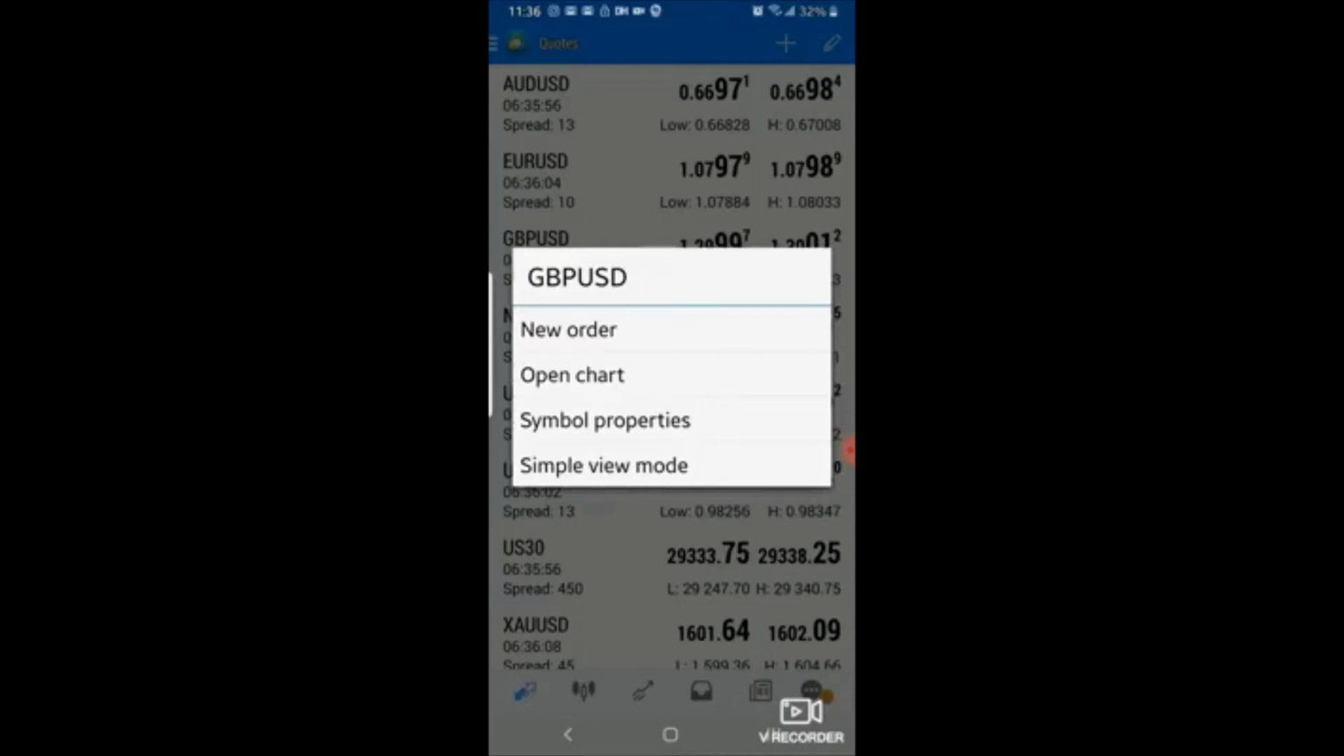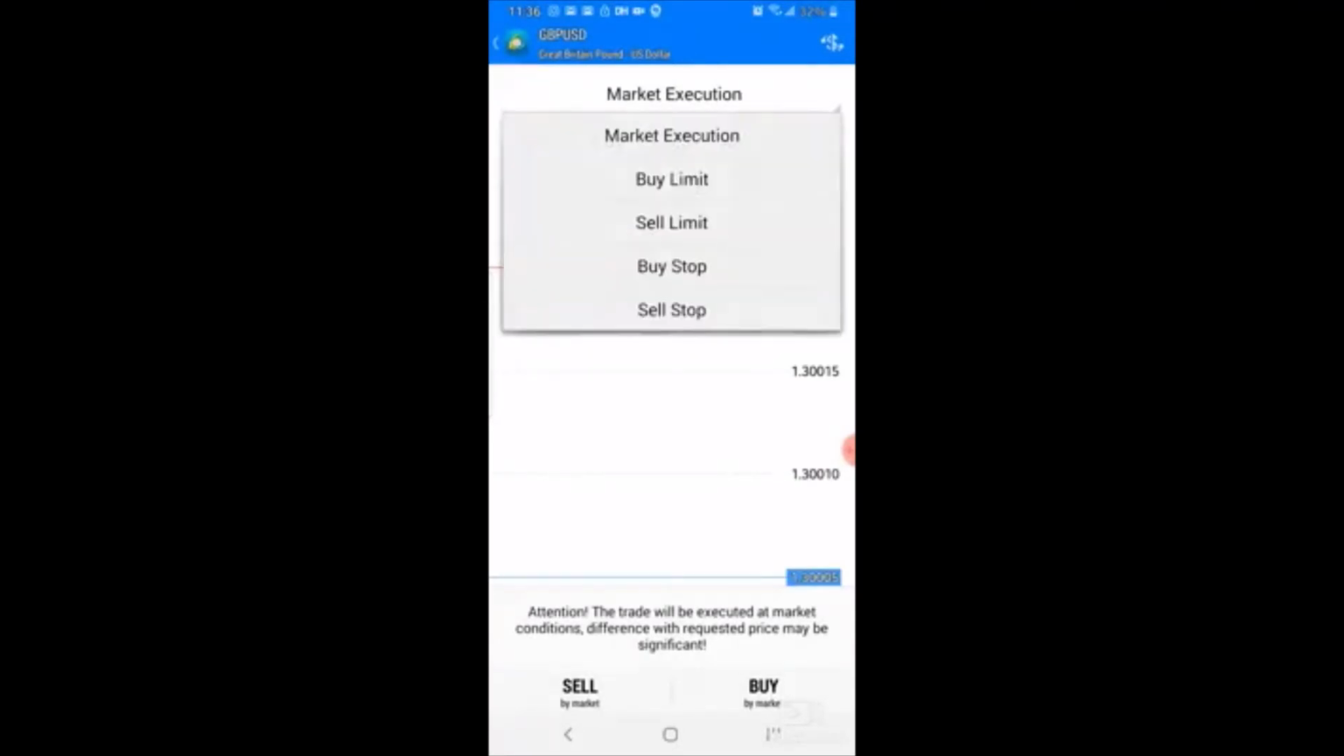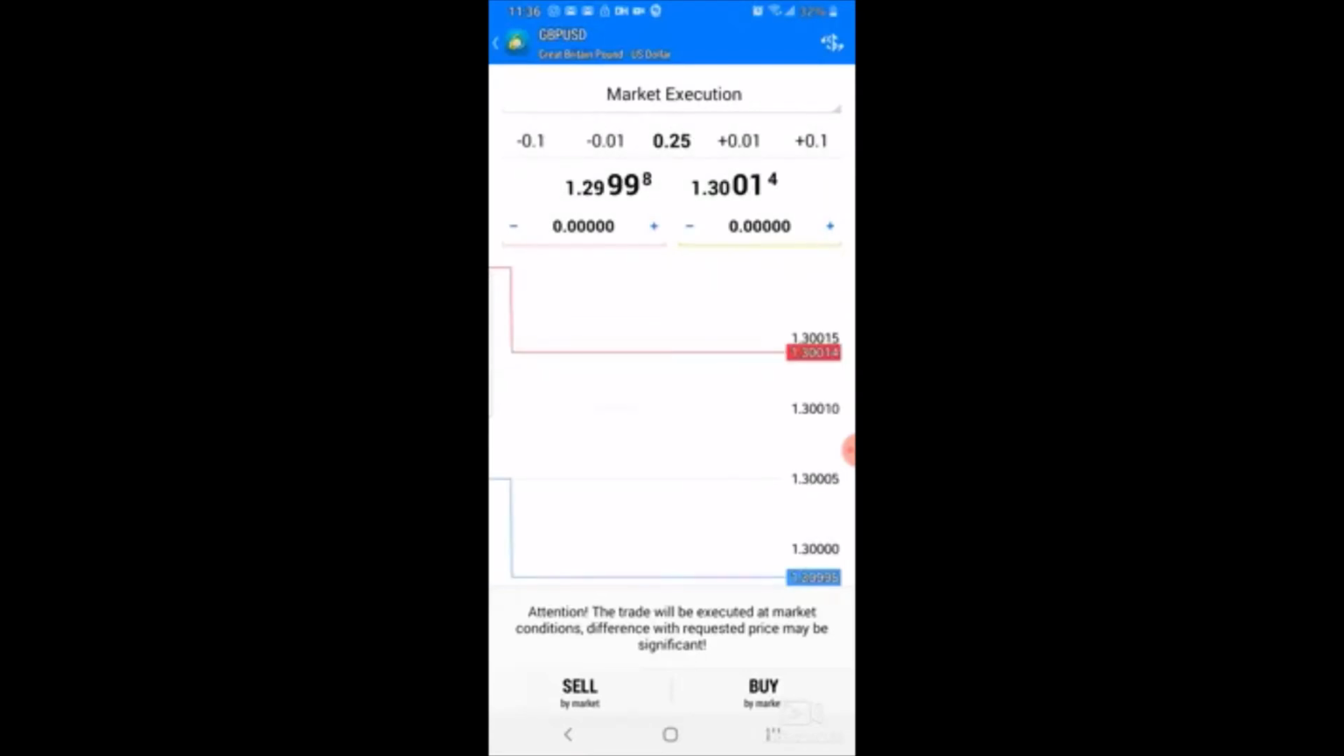You have open chart, symbol properties, and new order, right? So we already know what open chart does. It will take you to your chart. We're going to go to new order. Once you're here, you'll see market execution. You already know the definitions of buy limit, sell limit, buy stop, and sell stop. Market execution means immediately, so I'm just going to go with that one.